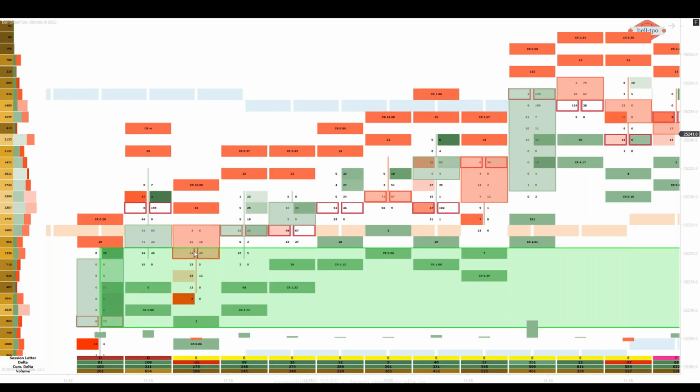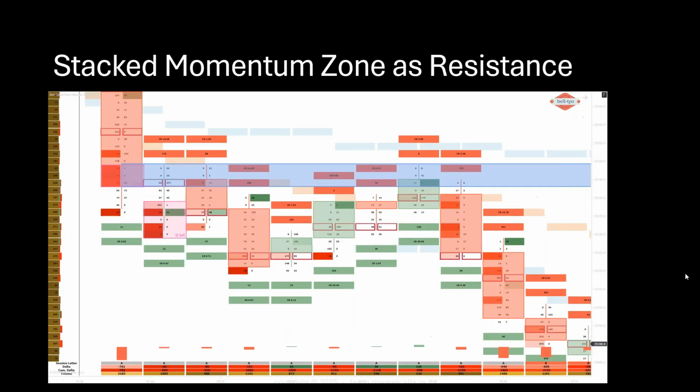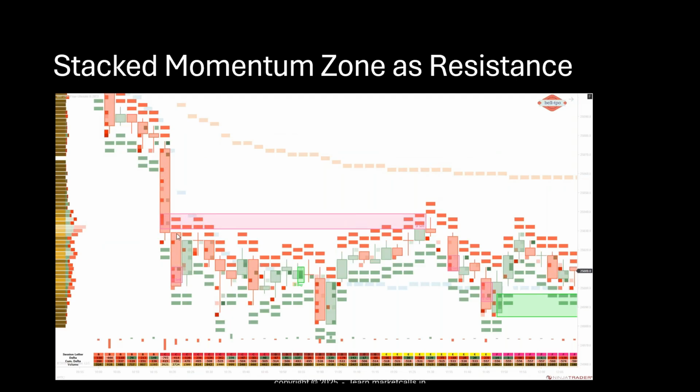So if somebody is looking for a high quality setup, then the stacked momentum setup is something they cannot ignore from an intraday perspective. And stacked momentum can also act like a resistance. This exact resistance happened last Friday, which we already talked about. And there was another exact same setup around 10 o'clock. Price went exactly to the stacked momentum zone, the pink color zone, which is acting as a resistance.